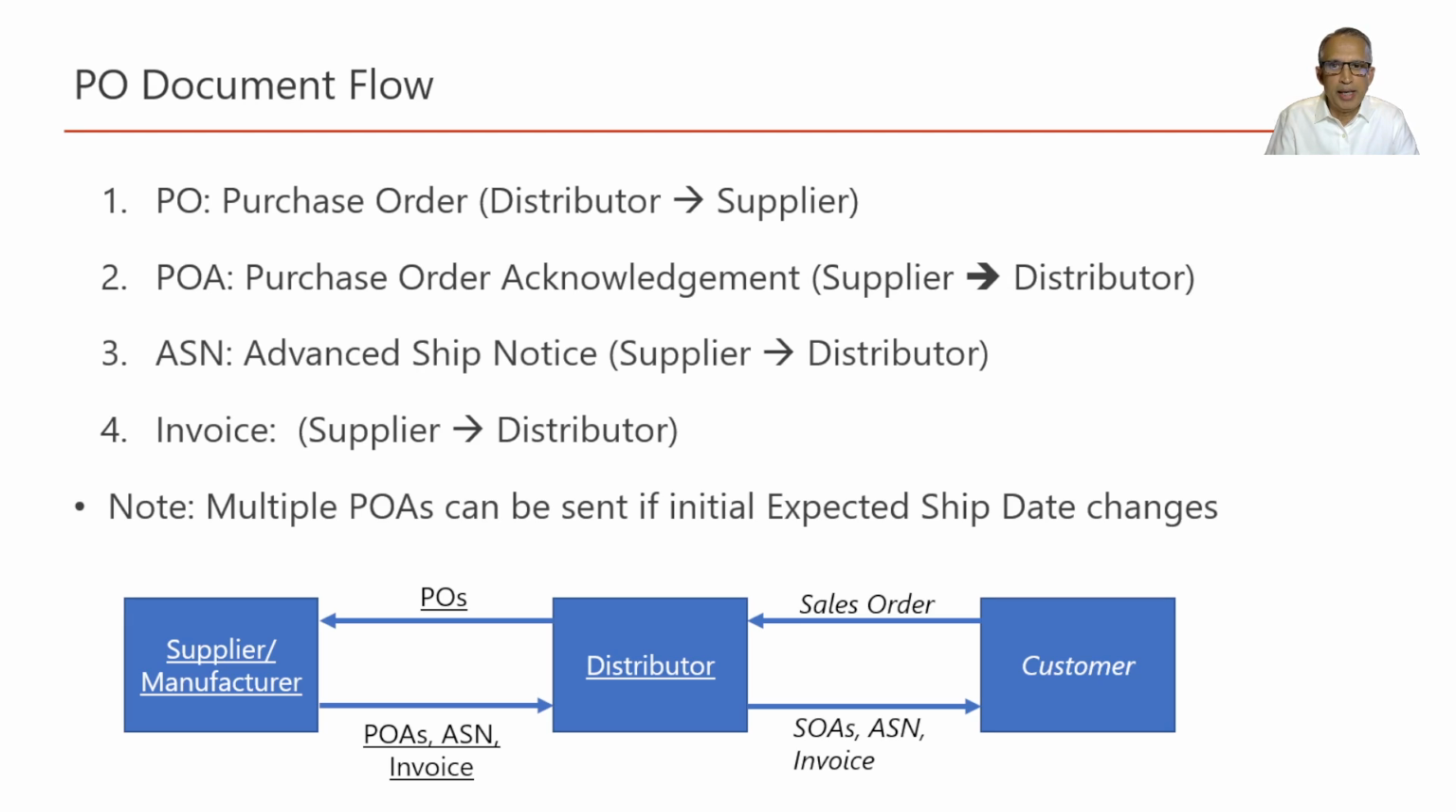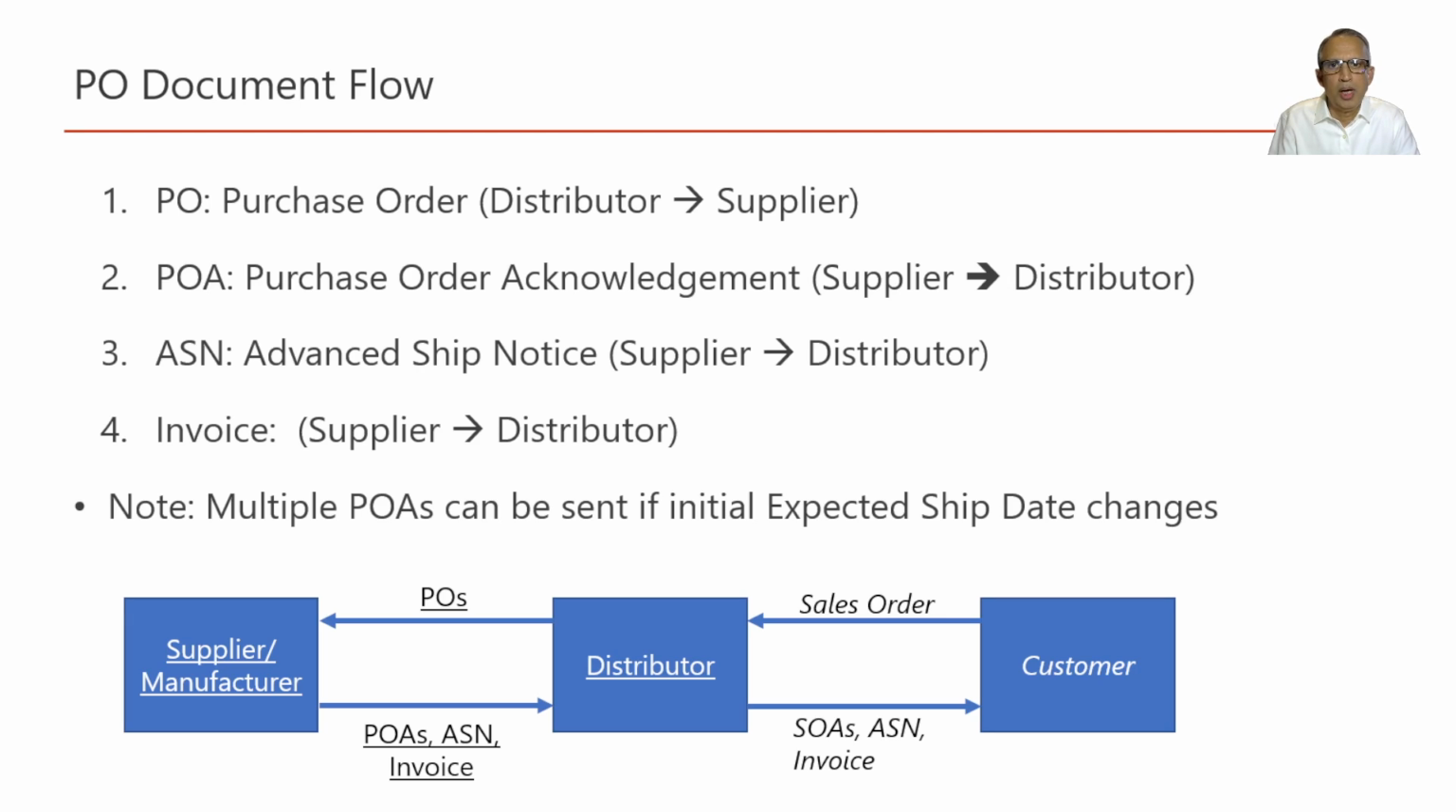First, let us focus on the document flow between the supplier and the distributor. We will assume that all of these communications take place via EDI, which is the lowest hanging fruit on the path towards efficiency. First, the distributor places the PO and the supplier responds with a POA, or the purchase order acknowledgement, which contains the expected ship date. If the expected ship date changes, the supplier sends another POA with the new expected ship date.